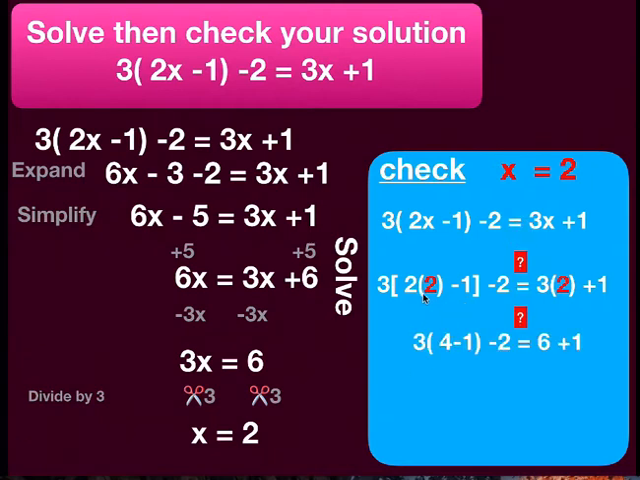Now, you carry on calculating. So 2 times 2 is 4, and 3 times 2 is 6. Next, 4 minus 1 equals 3. And now 3 times 3 is 9, minus 2 equals 7. 6 plus 1 here is 7. So we get 7. 7 equals 7. Checked. The solution is accepted and the equation is verified. That's all you need to do for this type of equation.